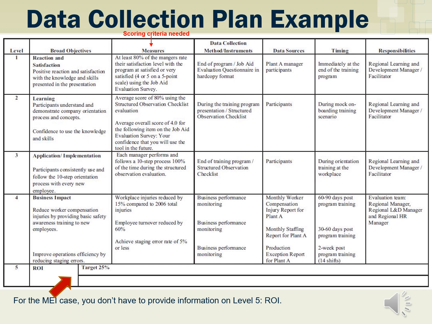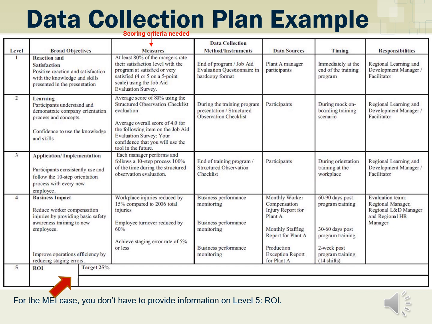In the second column, broad objectives, you will create objectives for each level. The purpose of level 1 evaluation is to assess trainees' satisfaction toward the training, while the purpose of level 2 evaluation is to measure trainees' knowledge. For your example, write the objectives for each level specific to the MEI case and to your project.